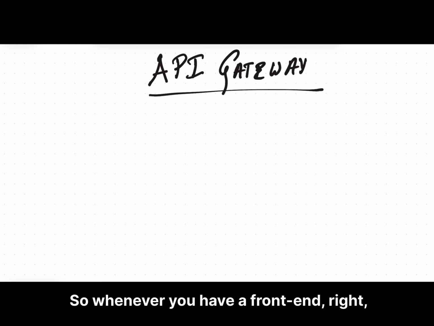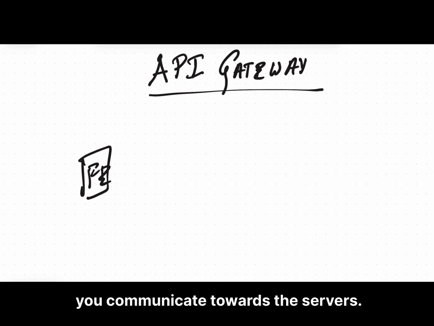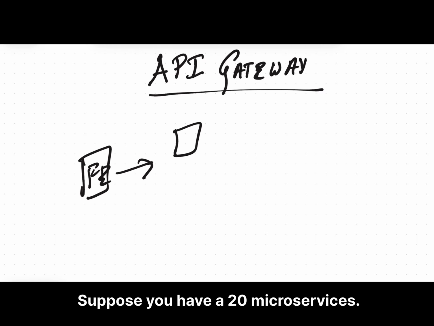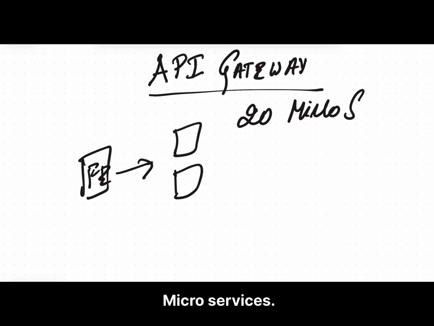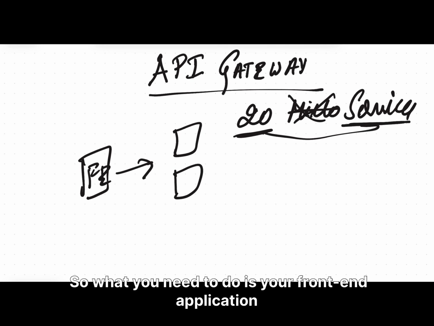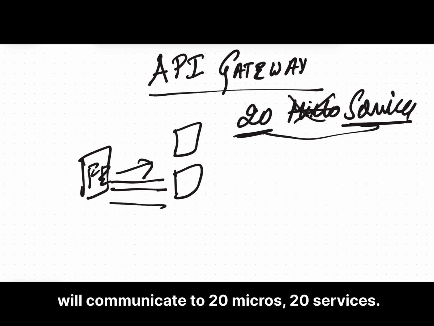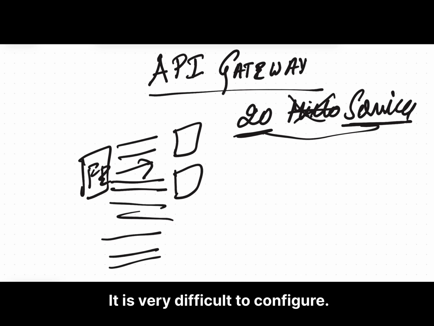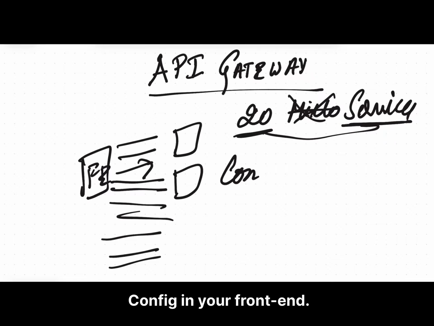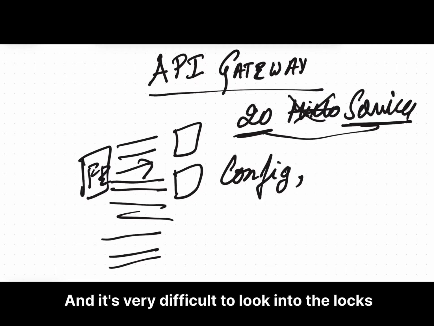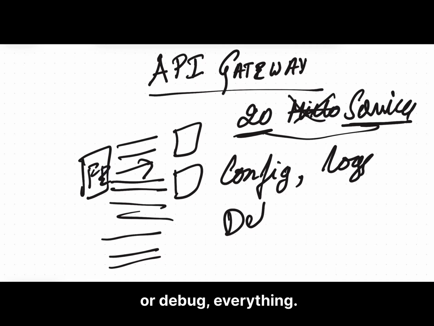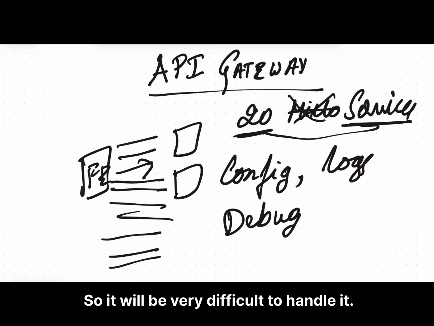Whenever you have a front end, you communicate towards the servers. Suppose you have 20 microservices. Let's remove microservices, only 20 services. Your front-end application will communicate to 20 services. It is very difficult to configure all of that in your front end, and it's very difficult to look into the logs or debug everything. So it will be very difficult to handle.